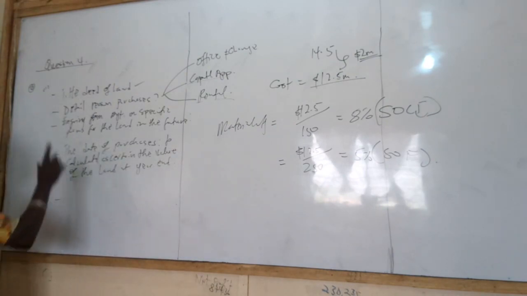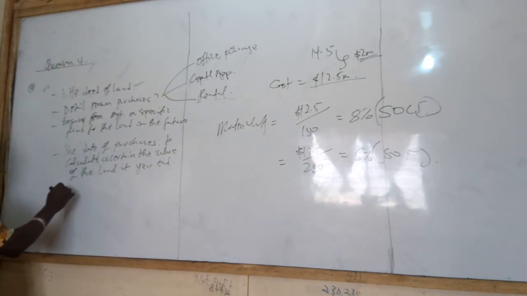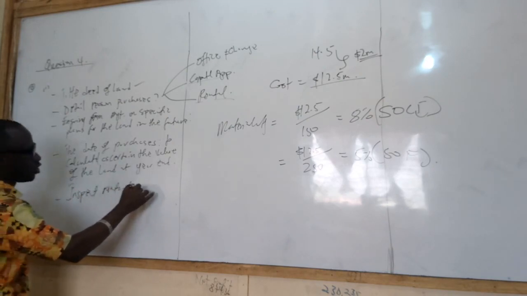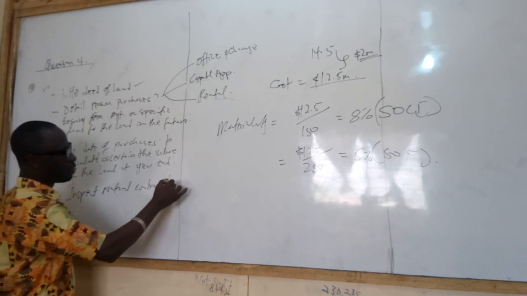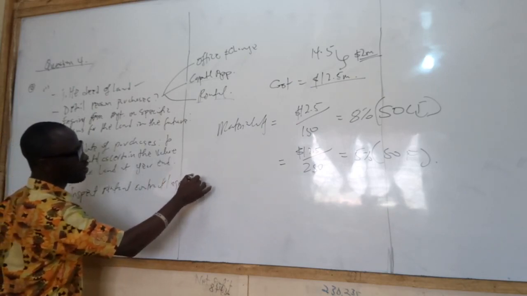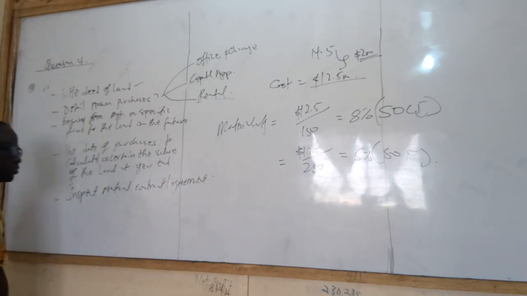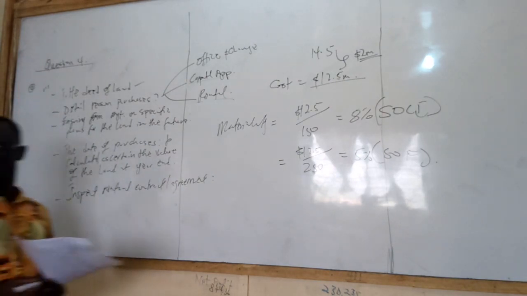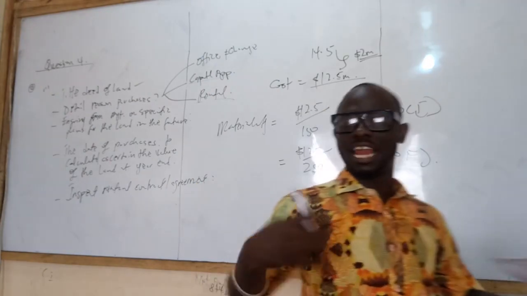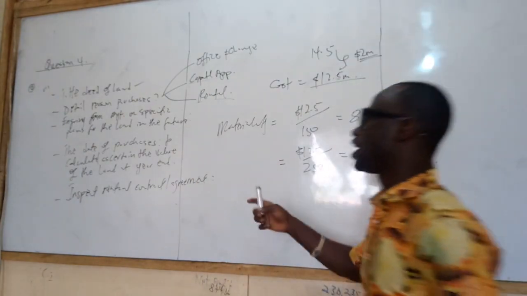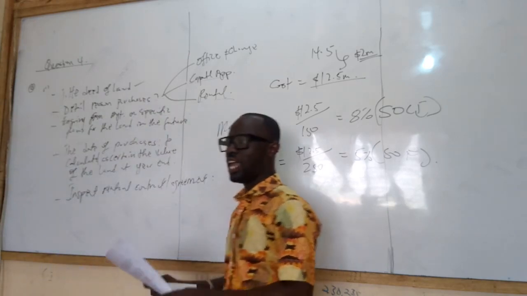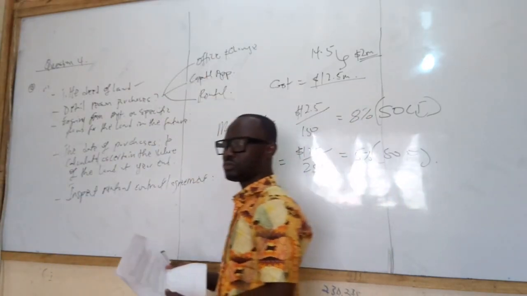We need to also inspect the rental arrangement or rental contract or agreement. Why do you think we are interested in the rental agreement? Why? We are renting the land to some people. So why do you think it's important for us to inspect the contract between us and the people?